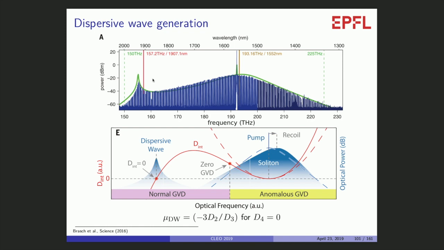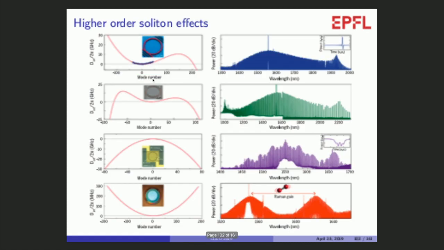Now, if you look at the spectrum here, you see actually it's not the case. It seems you generate a dispersive wave, but there's no recoil. The reason there's no recoil is actually there's a Raman effect. The Raman effect causes the soliton to lose energy and to compensate that recoil.